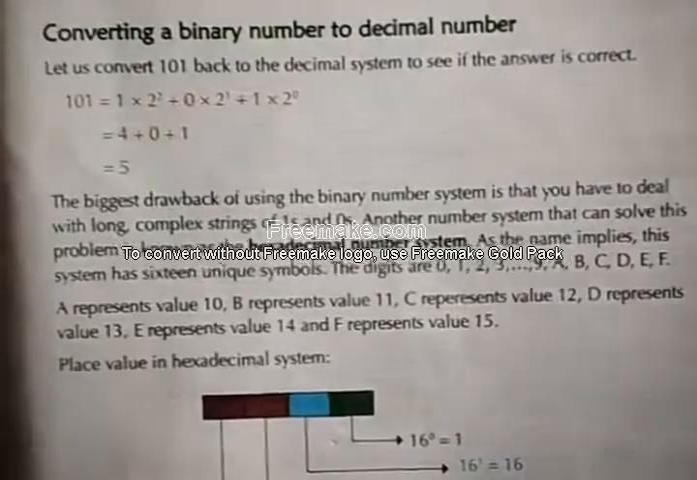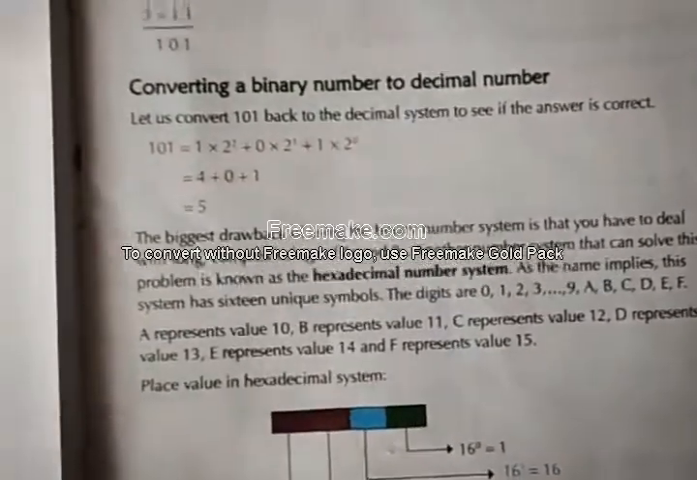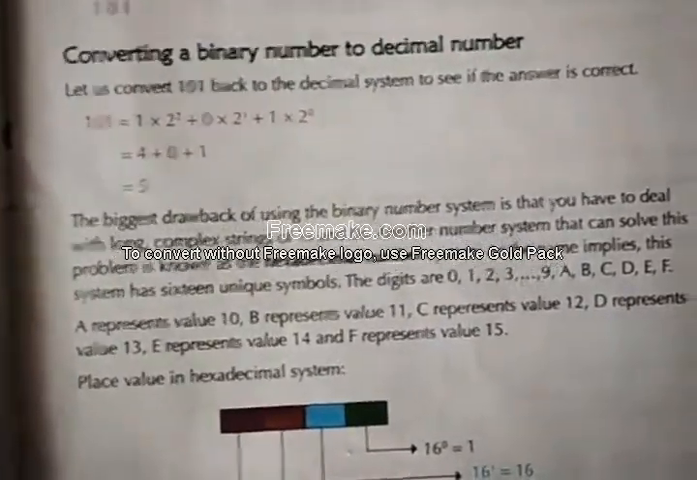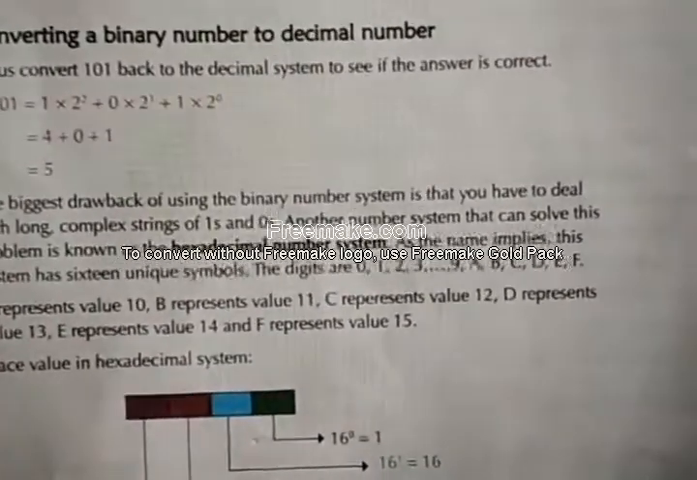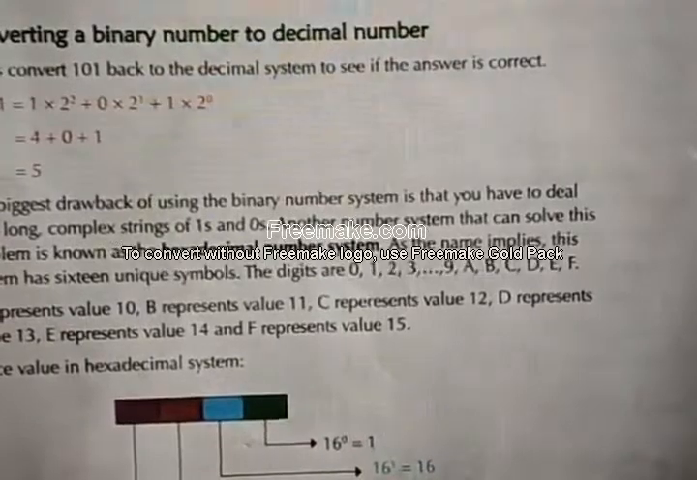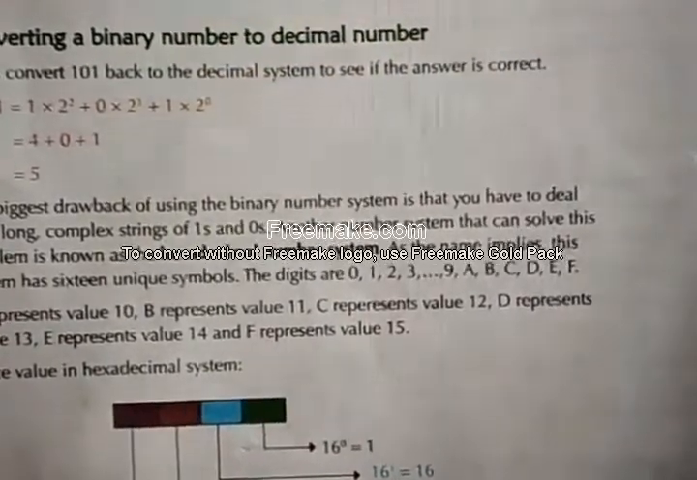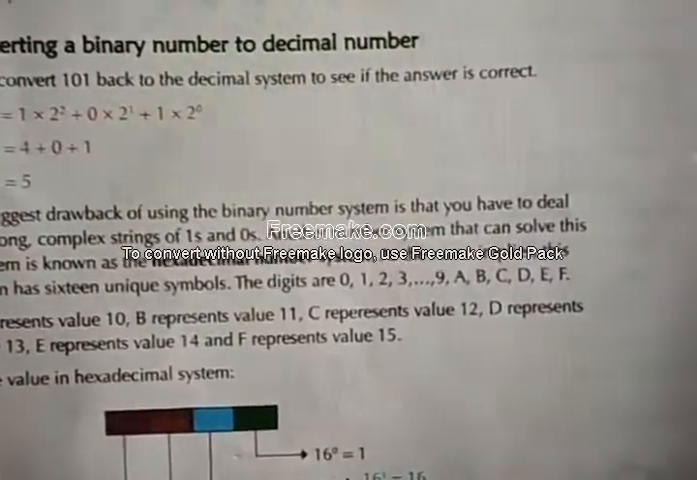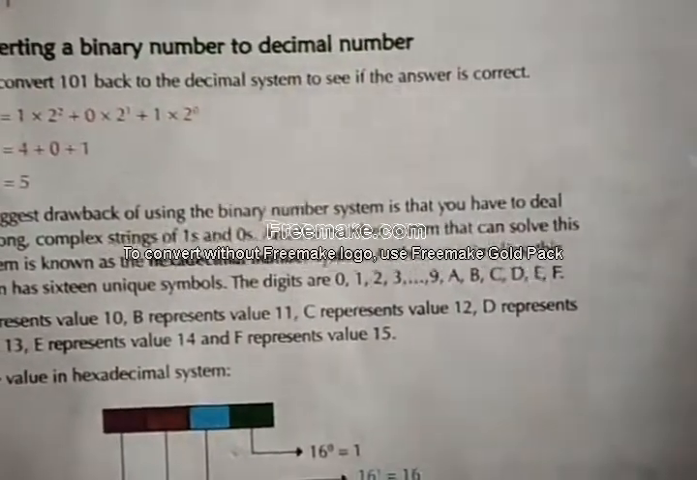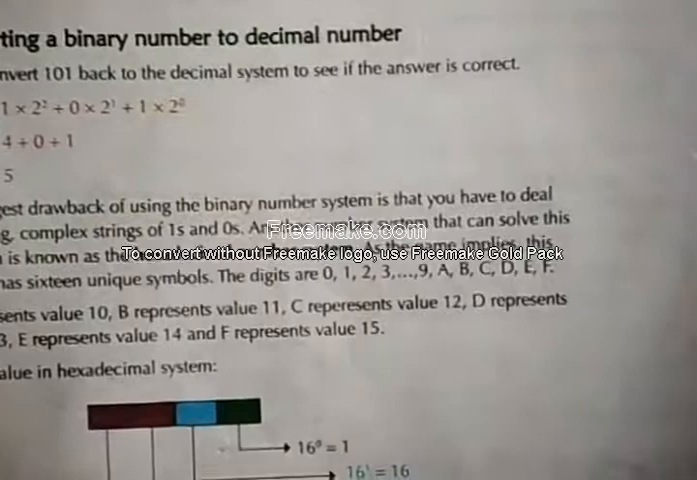So what this system does, as the name implies, this system has 16 unique symbols. The digits are 0, 1, 2, 3, 4, 5, 6, 7, 8, 9, A, B, C, D, E, F. You count and see, so totally 16 will be there. 0 to F, 0 to 9 and A to F.